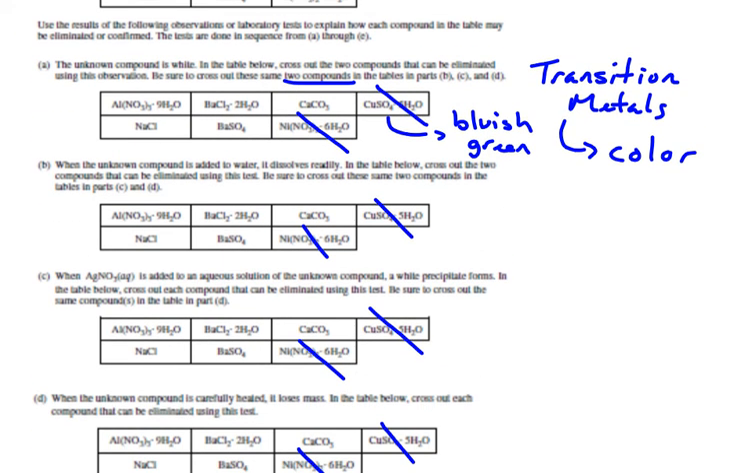It says, when the unknown compound is added to water, it dissolves readily. I'm going to read from here because it's hard to read up there. In the table below, cross out the 2 compounds that can be eliminated using this test. Be sure to cross out those same 2 in the other tables. First off, just so you understand, crossing those 2 out would be worth a point. This is an amazing problem if you know how some of these work. The points come out really easily without any calculations at all.